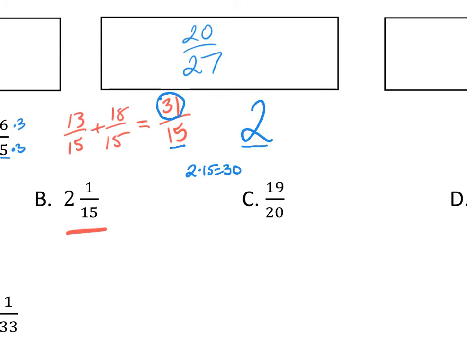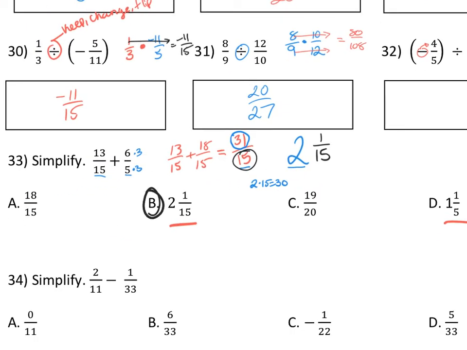So our numerator of our fraction part of the mixed number will be 1, and the denominator will always stay the same, 1 over 15. And that would be letter B.